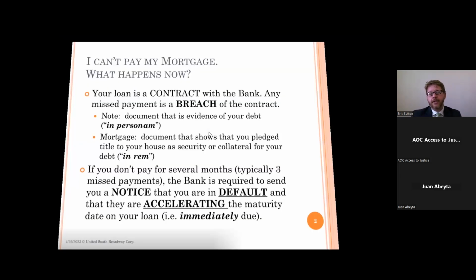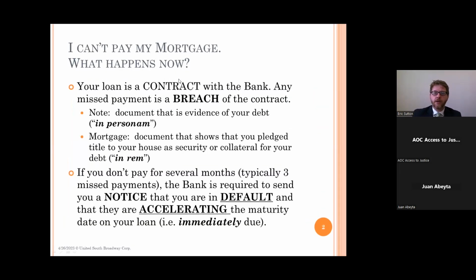So to begin, most foreclosures start with, let's back up a quick second. What is a mortgage? Let's start with the definition of that. A mortgage is a contract between the borrower and the bank. It's actually two contracts. It is the mortgage contract and the underlying note contract.